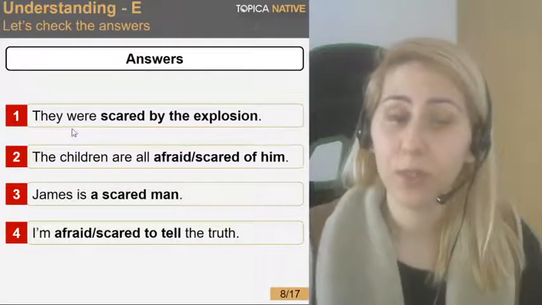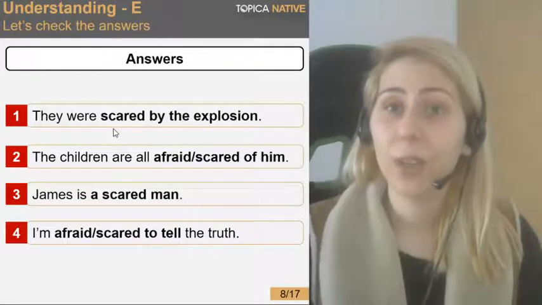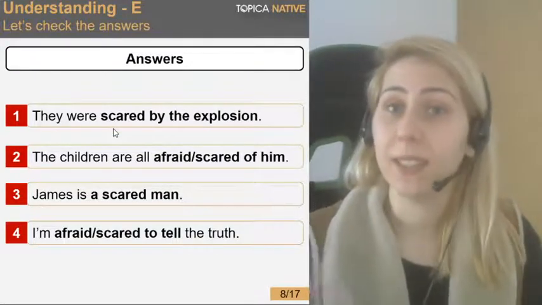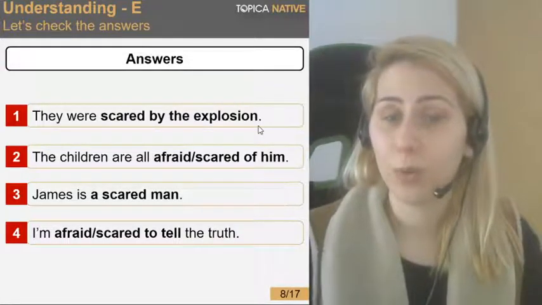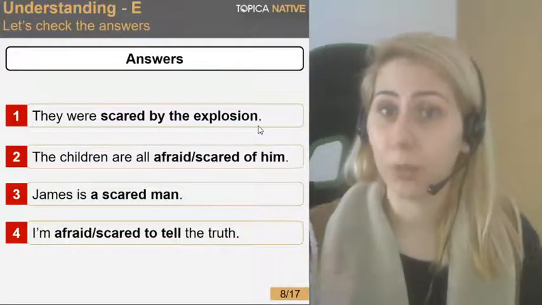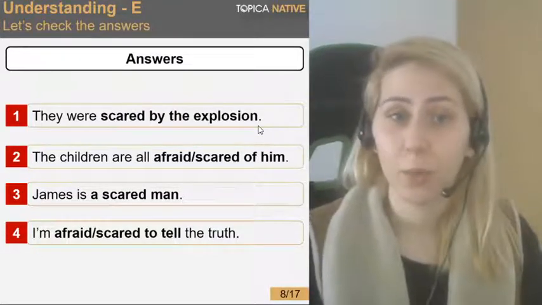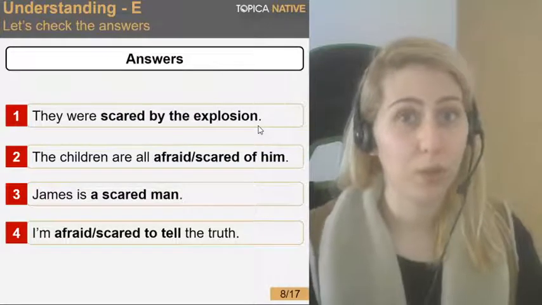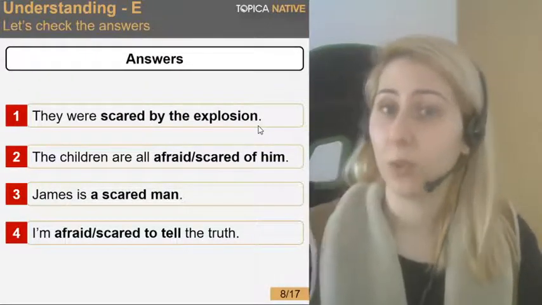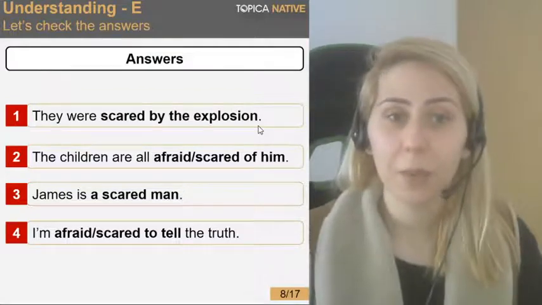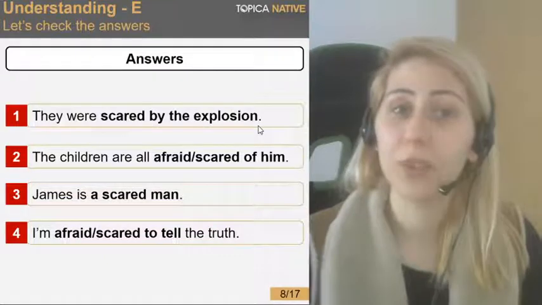For example, the first one we can only say scared, because we get scared for something that happens in the moment. So they were scared by the explosion. Something happened, the explosion, it's a momentary thing, and that's what scared them. They weren't afraid, well, maybe they were afraid of explosives in general, but the explosion is something that happened in the moment, so that's why we would use scared.